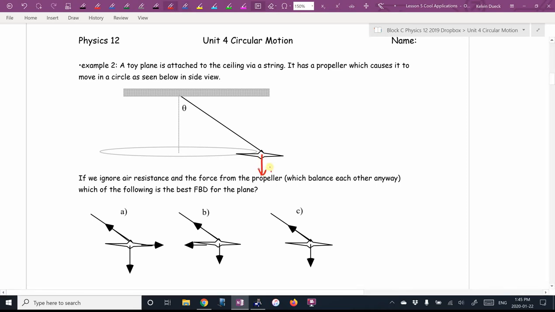Then I would go look at my answers and ask, did that get rid of any of them? No. What else? Kedra, you're right. There's a rope tension up and left. Did that get rid of any wrong answer? No. Okay.